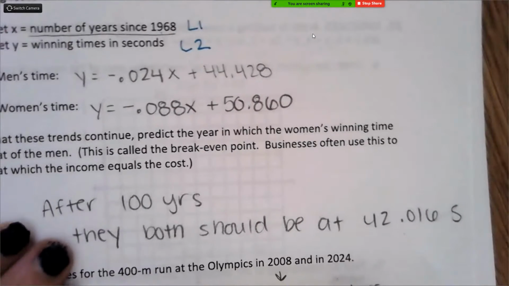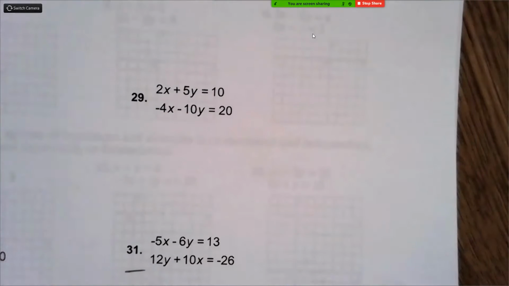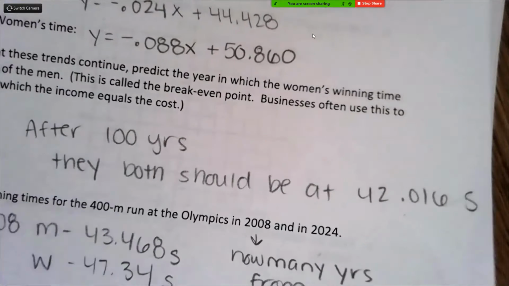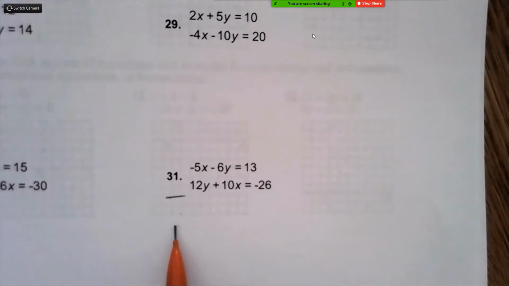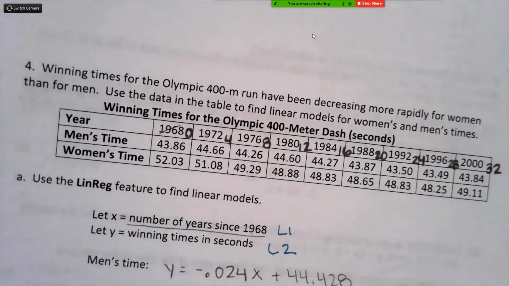So you're turning to the next page in your packet, and you're finishing for Thursday up to problem 31. So you're going to answer part C, and then you're going to skip D at the top of the next page and go to 31. So do C, skip D, and go to 31.